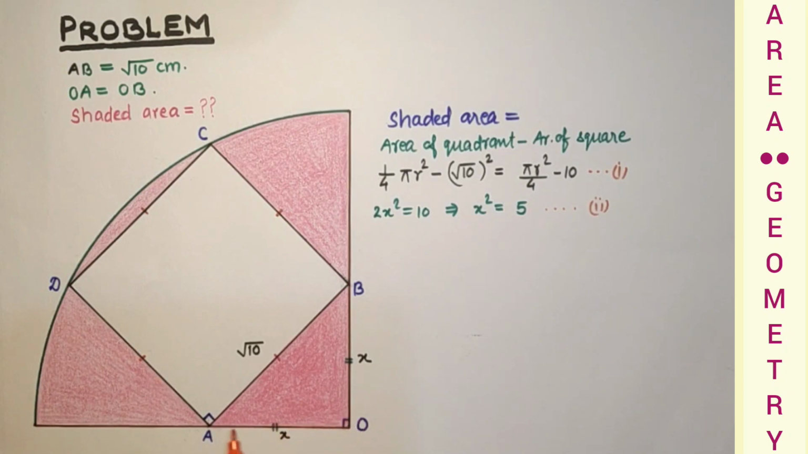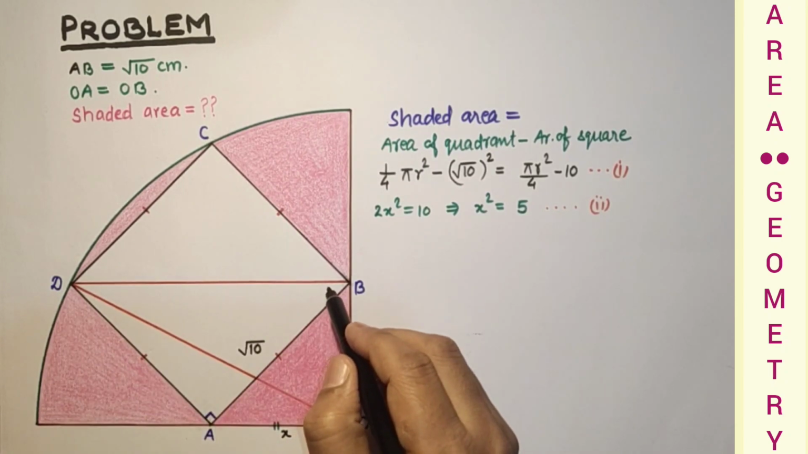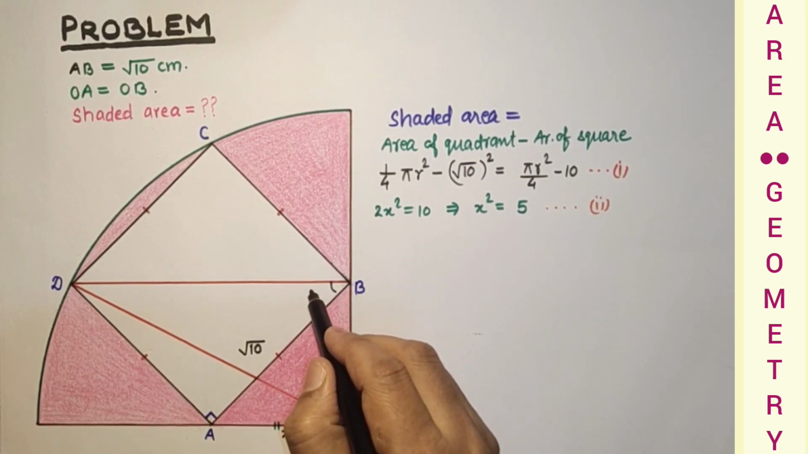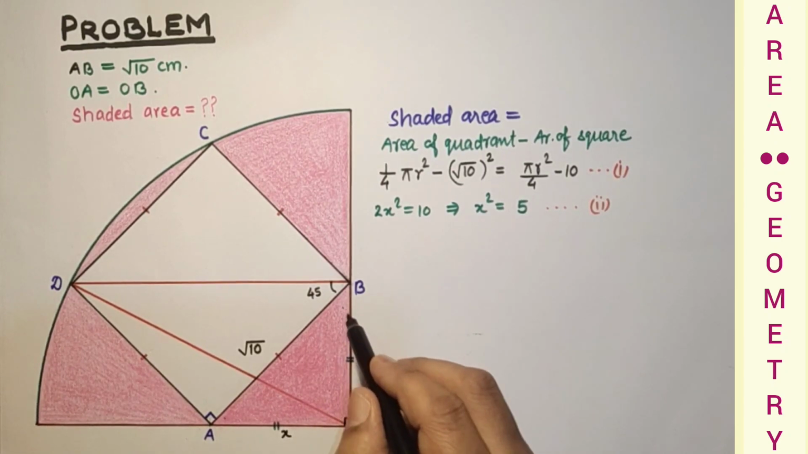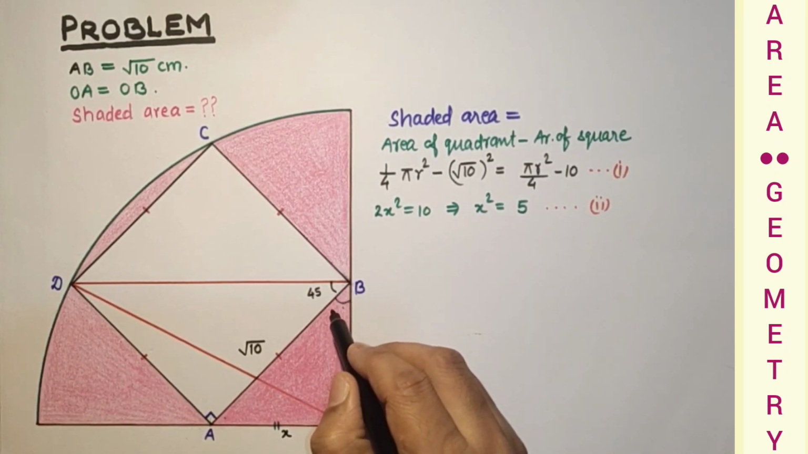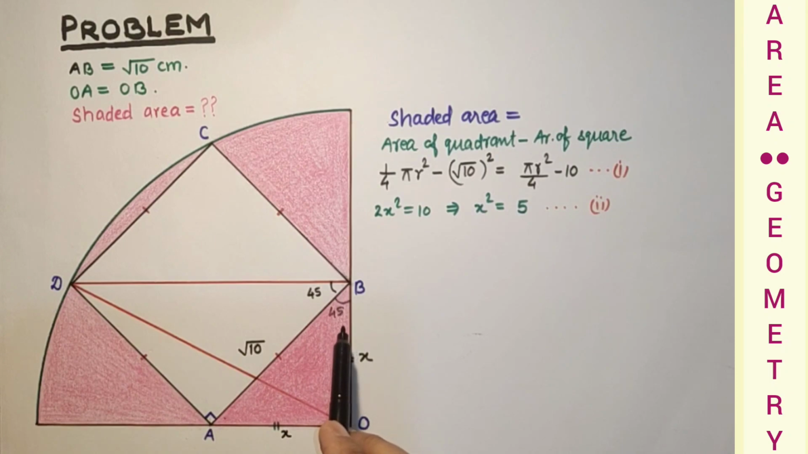Now we need some construction: join BD and join OD. BD is the diagonal of the square ABCD. So this angle is equal to 45 because a diagonal bisects the angle in case of a square, and since AO and OB are equal, these two angles are equal, and this is 90, so this will also be 45. It means angle DBO is 45 plus 45, which is 90 degrees. We can say that triangle OBD is a right angle triangle in which we can use Pythagorean theorem.